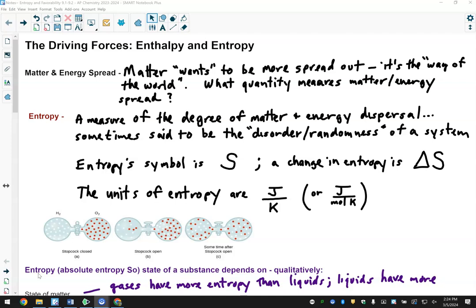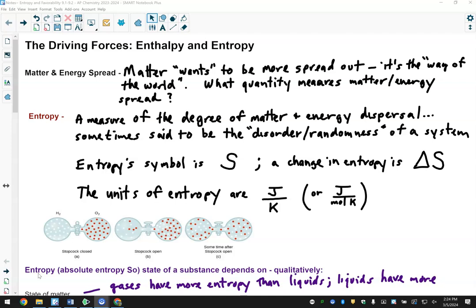And the idea of entropy is considered to be the degree of matter and energy dispersal. The idea is matter likes to be more spread out. It's the way of the world. Naturally, matter gets more spread out.